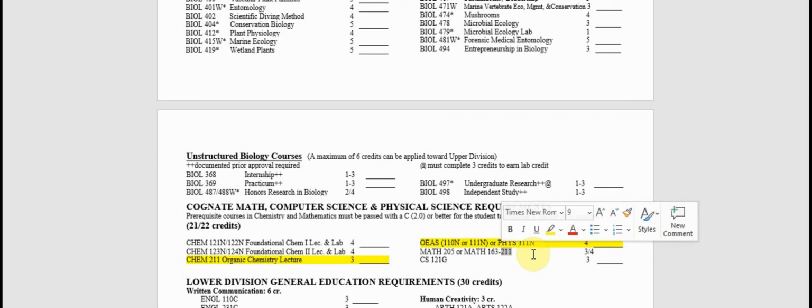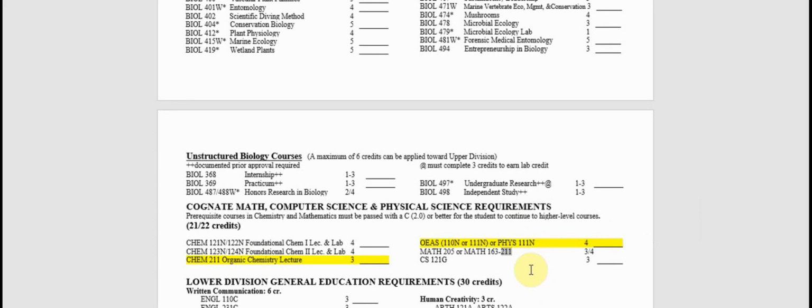Some reasons why someone might choose 211 over 205 is if you have a double major or double minor that has math in it, or if you have a graduate school prereq that you need to meet, or hey, maybe you're just really into math. That is also totally fine.